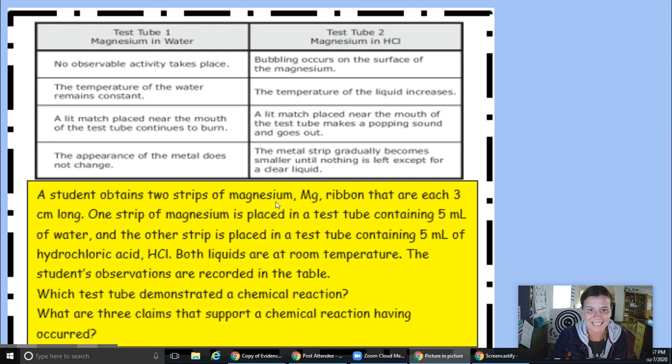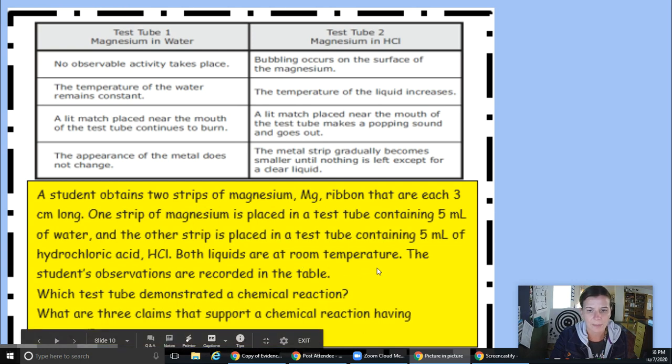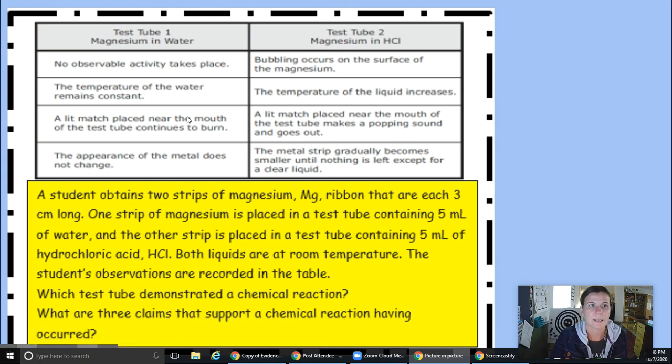A student obtains 2 strips of magnesium, Mg, ribbon that are 3 centimeters long. 1 strip of magnesium is placed in a test tube containing 5 milliliters of water, and the other strip is placed in a test tube containing 5 milliliters of hydrochloric acid, HCl. Both liquids are at room temperature. The student's observations are recorded in the table. Which test tube demonstrated a chemical reaction? What are the 3 claims that support a chemical reaction having occurred?